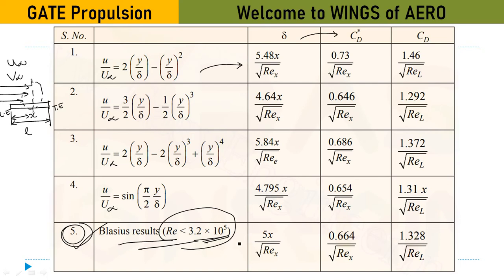Next, how you can find the local drag coefficient. This is the formula to find the local drag coefficient: CD star equals 0.664 over root over Re. First you obtain the Reynolds number over here, substitute it, and you will get your local drag coefficient. Next, the total drag coefficient.